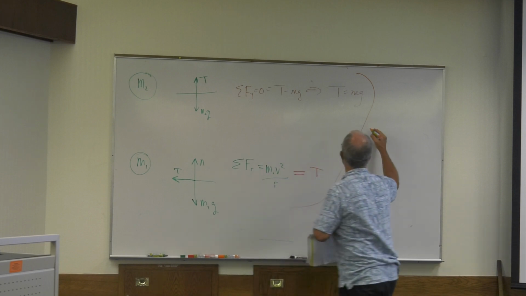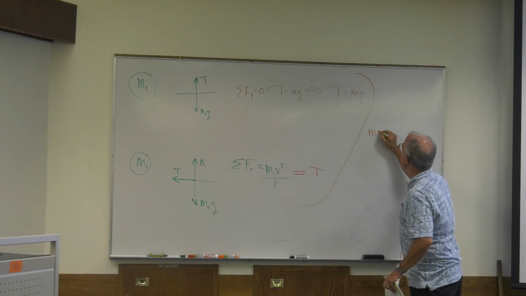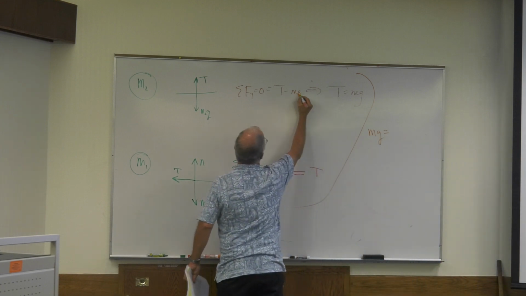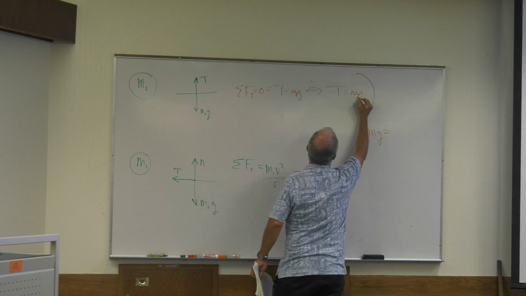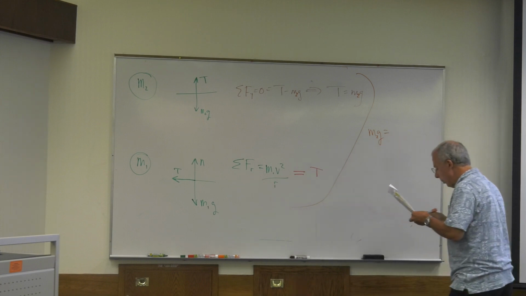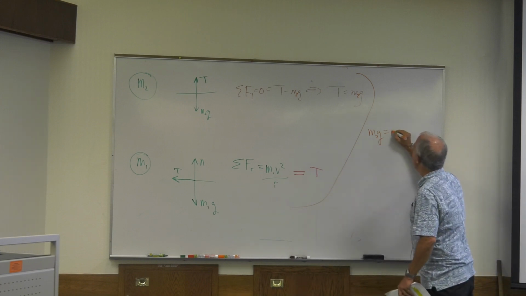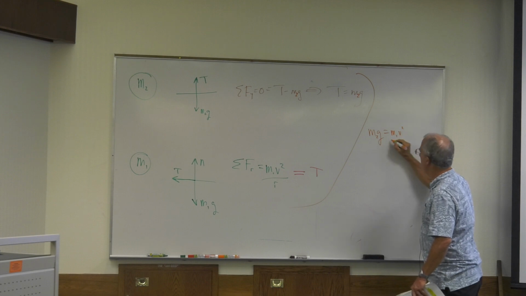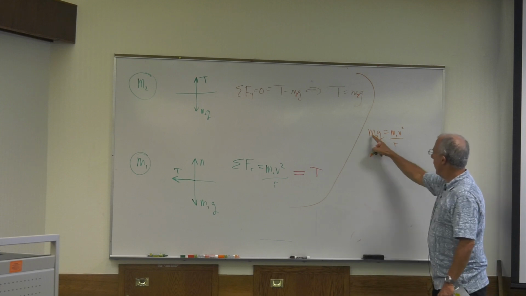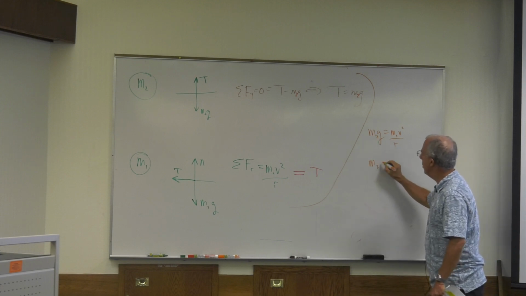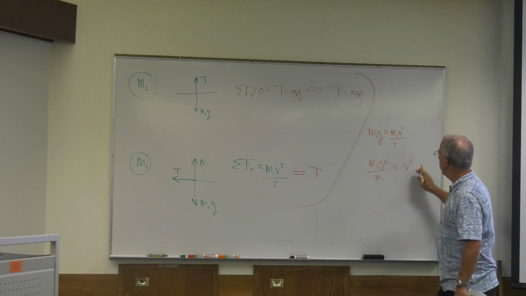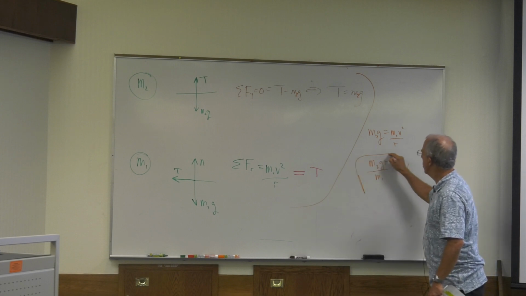So now we're going to say that mg equals, oh, see, I always do this. Bad news. Don't forget your subscripts. So m2g equals m1v squared over r. And then we want to solve for the v. So we multiply by r, divide by m1. So we have m2gr over m1 equals v squared. Then we take the square root. And there you go.